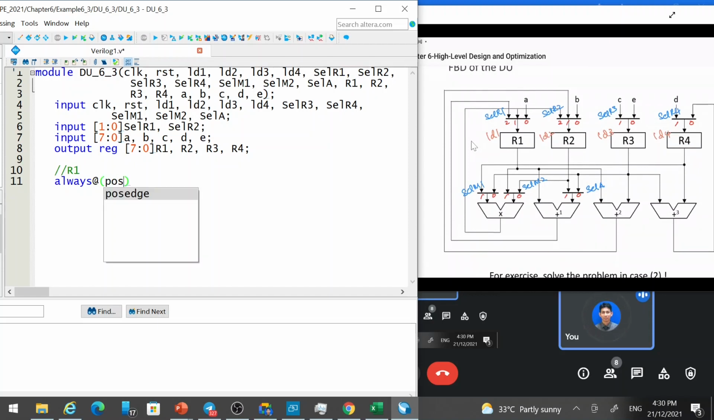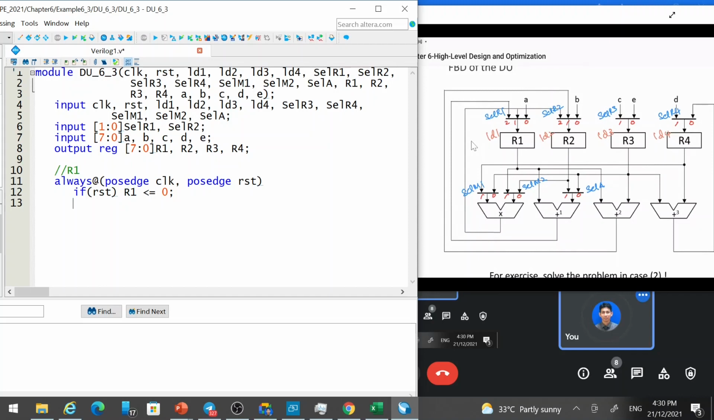Clock, we use positive edge clock, and also positive reset. So if reset, what happened to the output? Should be 0, right? When reset. And remember, when you want to describe a sequential circuit, you should use the non-blocking assignment. So this is non-blocking assignment, right?